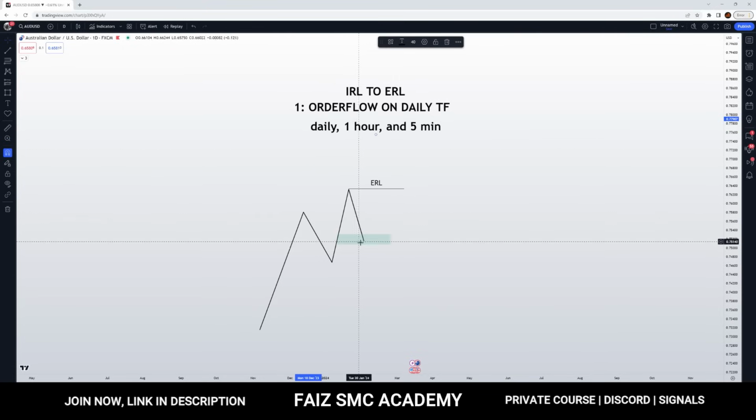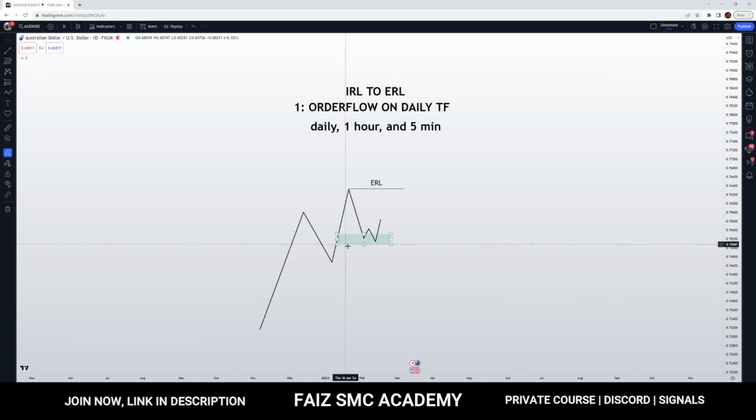All right. Now we wait for price to come into our internal range liquidity on the daily. After that happens, we have to drop down to the 1 hour time frame. Now we have to look for a confirmation. We have to look for a market structure shift on the 1 hour time frame. So simply, we would look for a market structure shift inside that fair value gap.